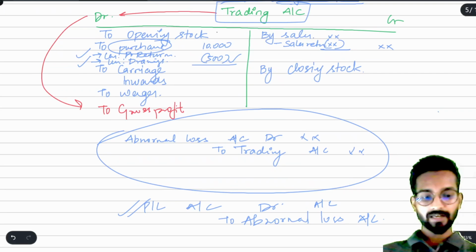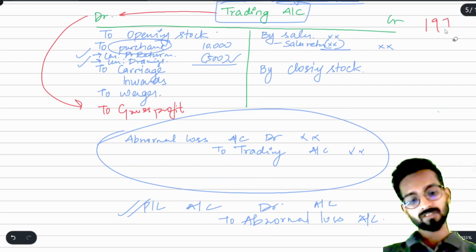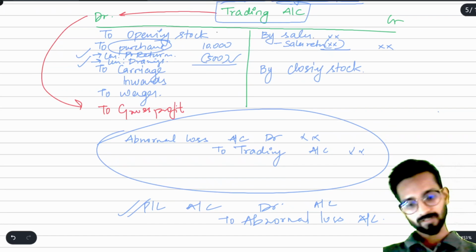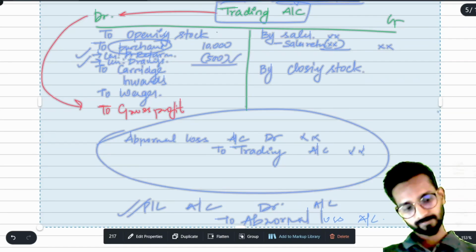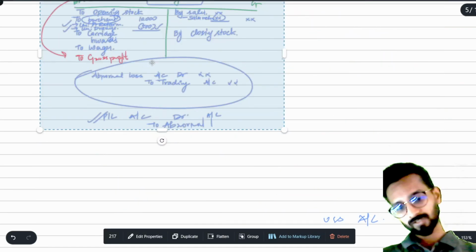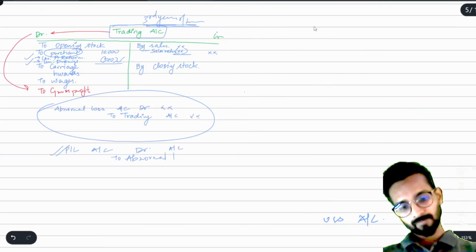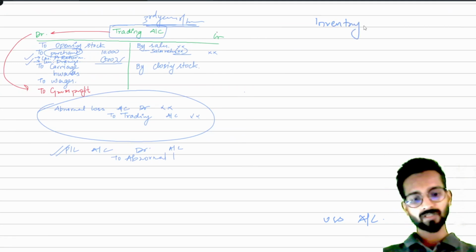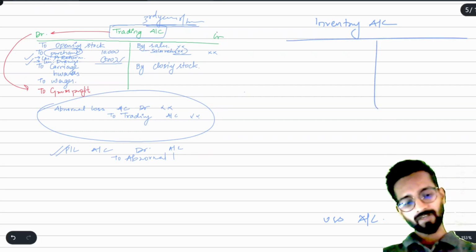Understand this. Trading account was not there till 1970. Around 1970, 1971, we used to prepare the inventory account. If I just give you a little background of this, understand the birth of trading account. First we used to prepare inventory account. Whenever I am saying inventory or stock, they are both the same only. The technical word is inventory only.